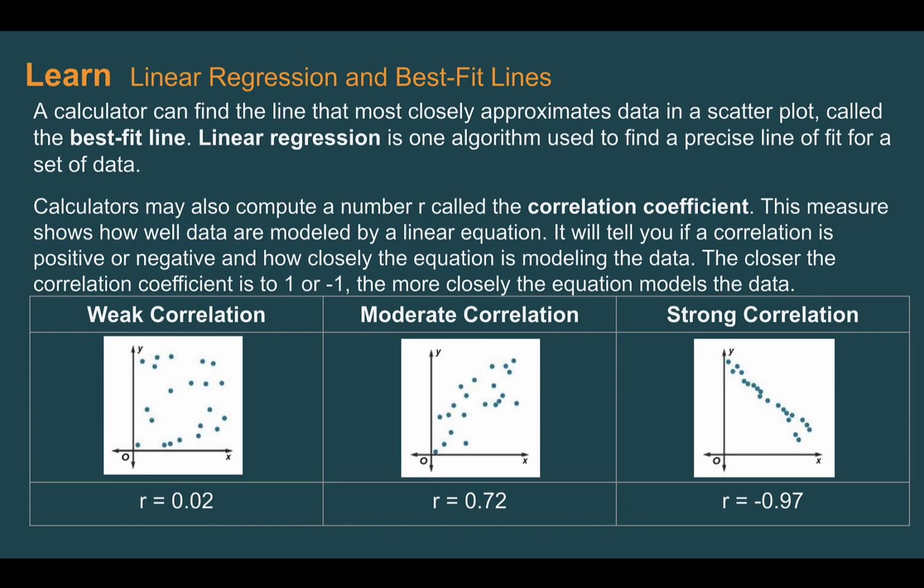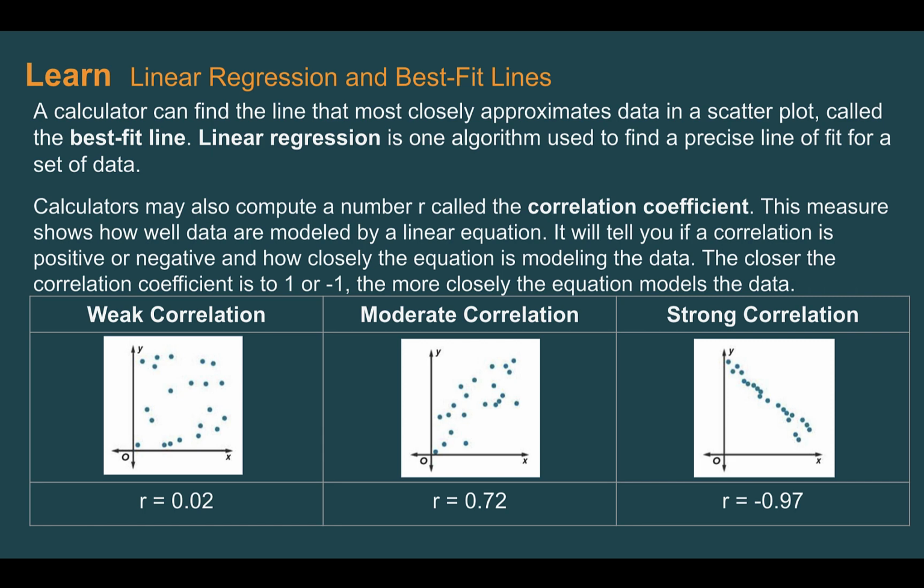Now that we know a little bit about best fit lines, let's learn about linear regression. We can use a calculator to find the line that most closely approximates the data in a scatter plot, our best fit line. Linear regression is one way to find a precise line of fit for a set of data. We can also use calculators to compute a number R called the correlation coefficient. That number tells you how well the data are modeled by a linear equation.